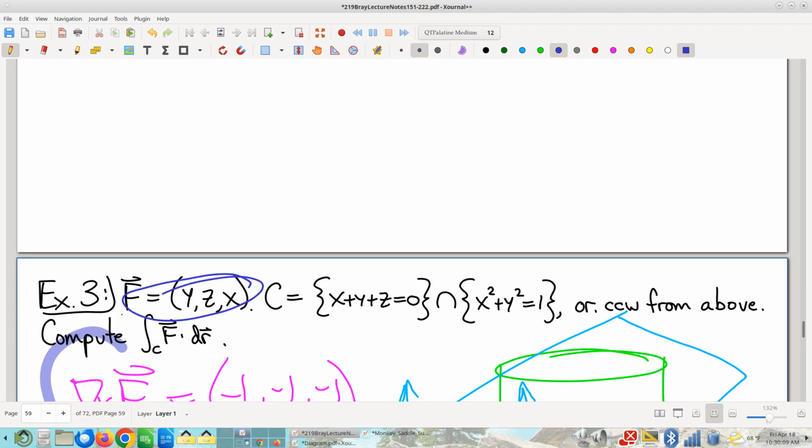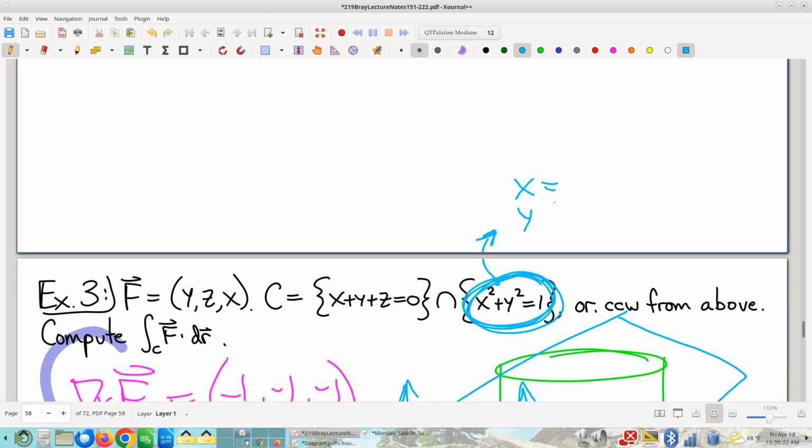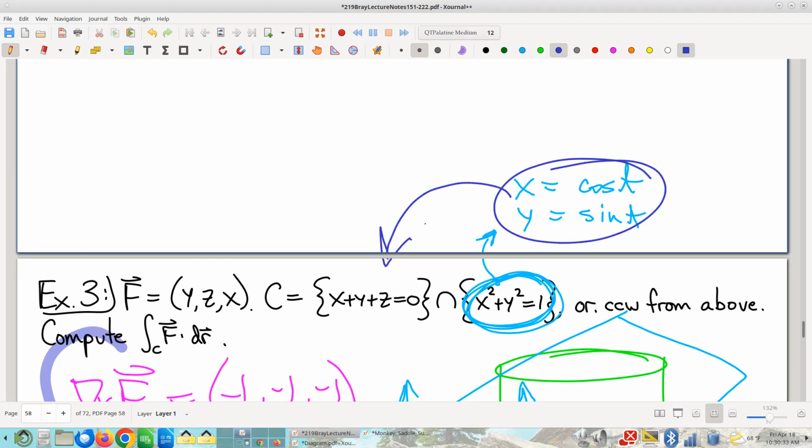I mean, the vector field's not that bad. The curve, it's not that bad. You'll notice, for example, from this part, you can conclude that x and y are doing something like cosine t, sine t, and then you can take these and plug into there and conclude from the equation of the plane that z must be whatever that works out to be. And boom, you've got a parameterization. I think that's probably the easiest way to do this problem.